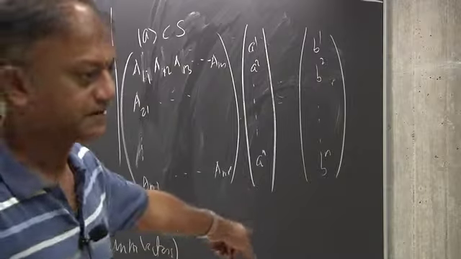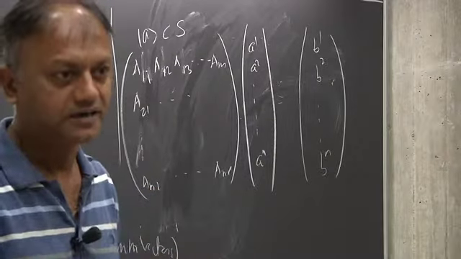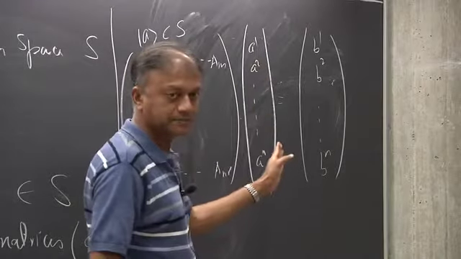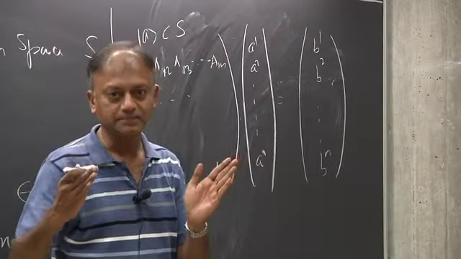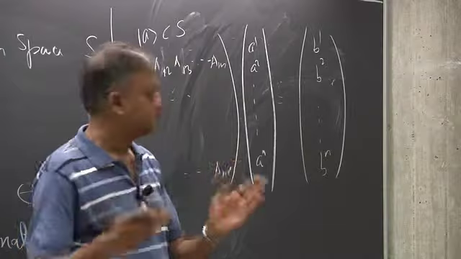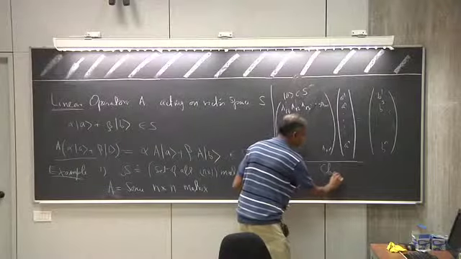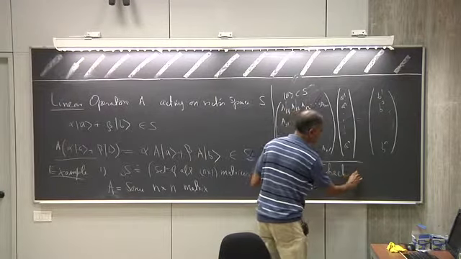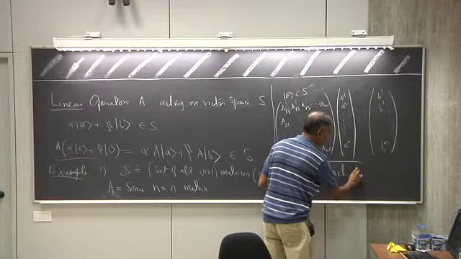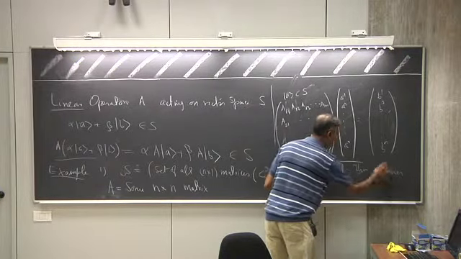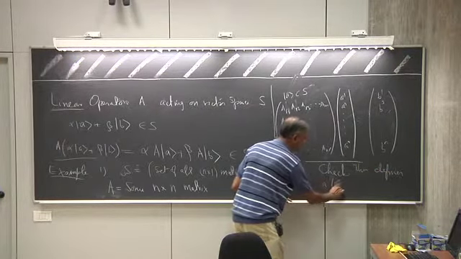You can easily check it's linear because matrix multiplication is linear. I mean, if I take two vectors, say A and A prime, and add them up, A plus A prime, right? You can easily check. Please check that this definition is linear. This defines a linear operator.